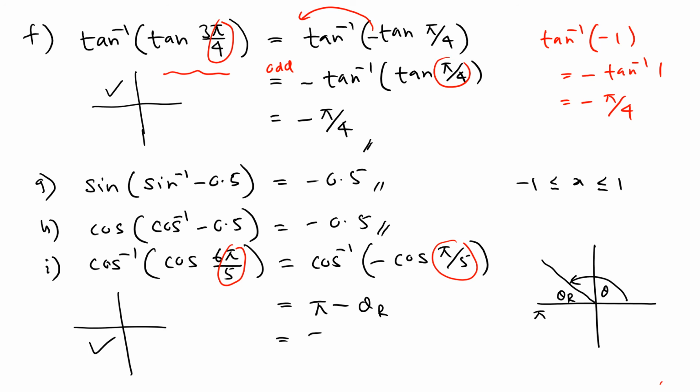So then we can subtract: pi minus pi over 5. If you subtract, you get 4 pi over 5. That's strange: cosine inverse cosine 6 pi over 5 ends up with 4 pi over 5. Okay, so let's look at the last two.